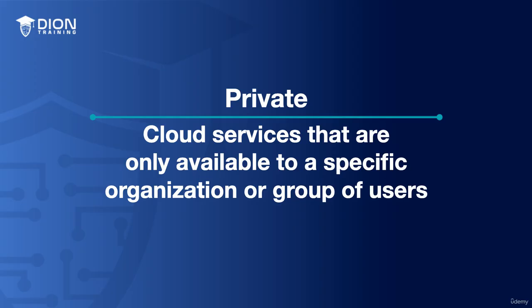The second deployment model we have is known as a private cloud model. Now, a private cloud model refers to cloud services that are only available to a specific organization or group of users. A good example of a private cloud service might be one created by your own company that provides a lot of cloud services but only to its own employees. If you work for a really large organization like Google or Microsoft or Facebook or the US government, you may be able to use a private cloud offering.